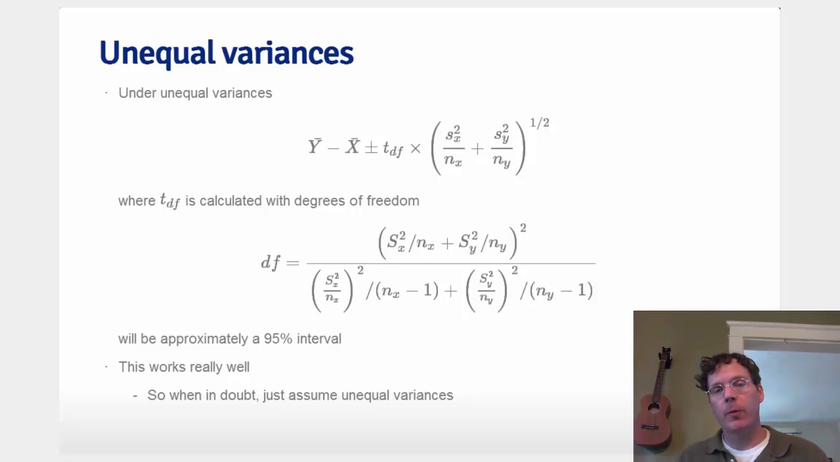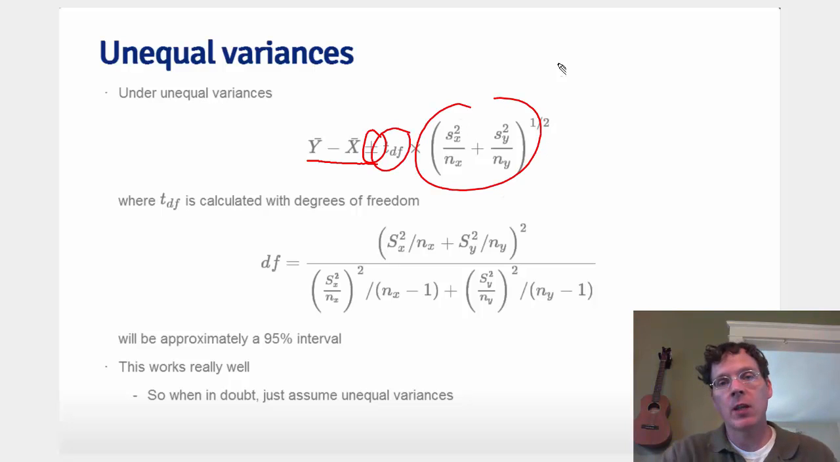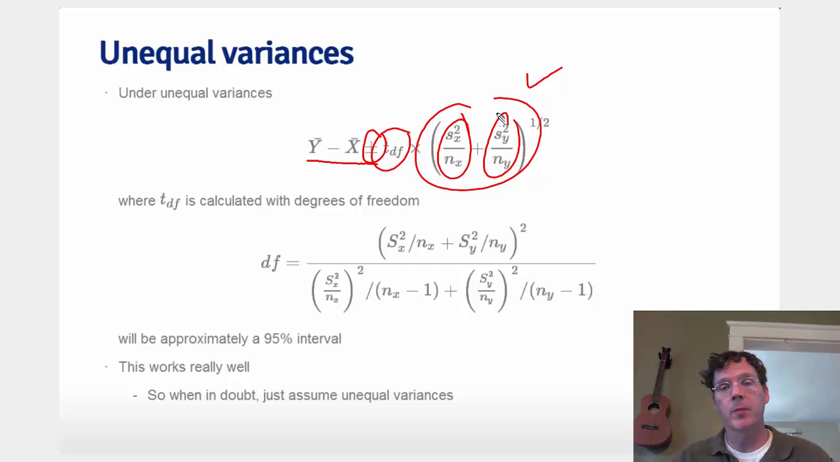So hopefully the formula for the unequal variance case looks pretty familiar to you. It's the difference in the means plus or minus a t-quantile times a standard error. The standard error is calculated assuming there's a different variance in each of the 2 groups. So the variance of the mean for the x group plus the variance of the mean for the y group, whole thing square rooted, so you get a standard error rather than a variance for the difference in the 2 means.